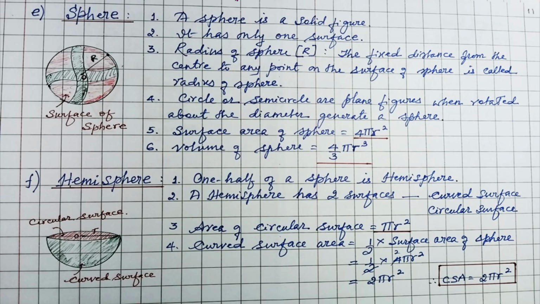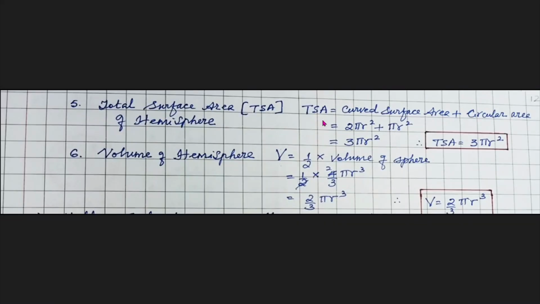So please remember that. So here I have the two relations for the total surface area of a hemisphere, which is curved surface area plus circular area, that is 2 pi r square plus pi r square, that is 3 pi r square. And the volume of a hemisphere is half of the volume of a sphere, that is half into 4 by 3 pi r cube, and that is 2 by 3 pi r cube. So please remember these relations.